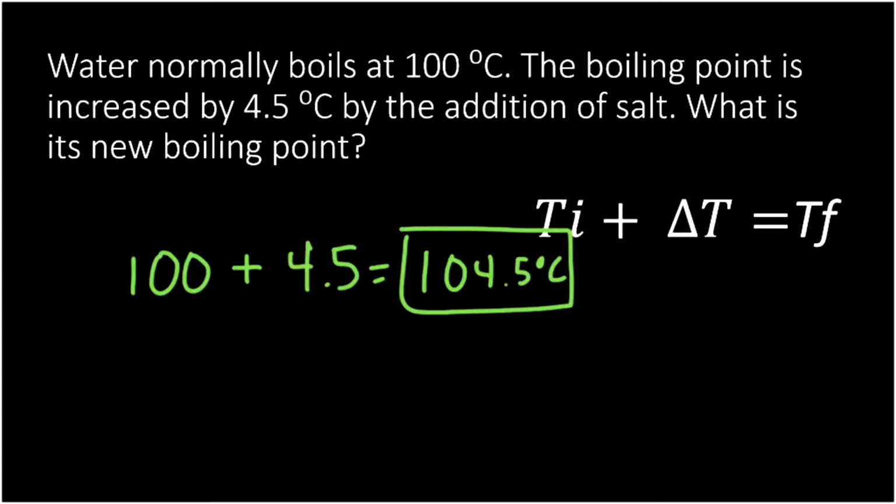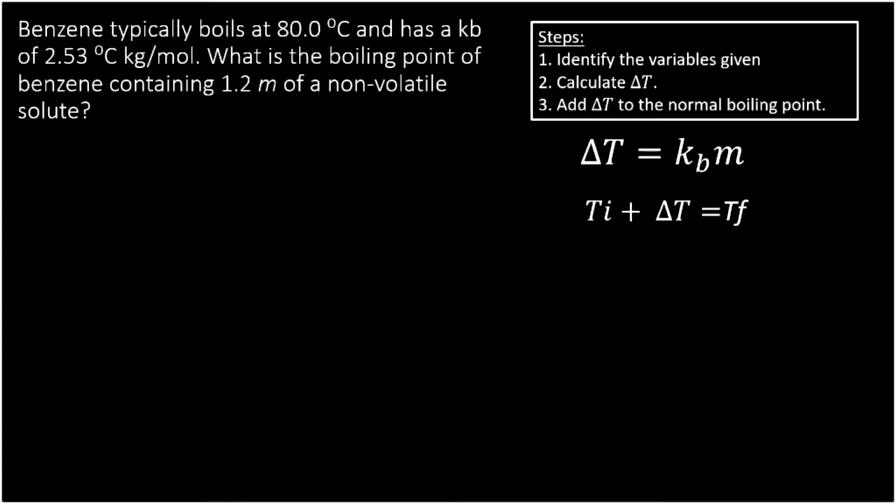Let's take a look at two specific examples here of how we can calculate the boiling point elevation and the new boiling point. This problem looks at benzene, which is an organic solvent. It typically boils at 80 degrees Celsius, and we're told its Kb is 2.53 degrees Celsius kilograms per mole. Kind of some weird units here that just make our equation work out so that when we multiply Kb by our molality, we just get out degrees Celsius.